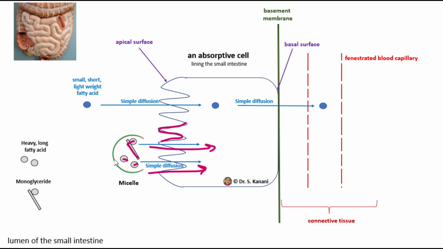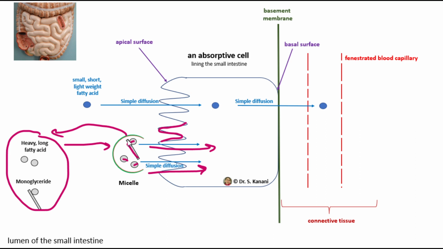What about the bile salts? The bile salts go back into the lumen to wrap around more of these molecules, form micelles again, and transport them toward the absorptive cells. So that would be the role of bile salts, to keep forming micelles in the lumen of the small intestine and bring these hydrophobic lipid molecules to be absorbed into the absorptive cells.